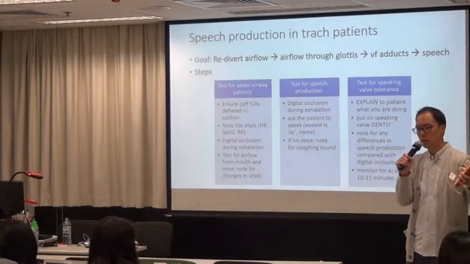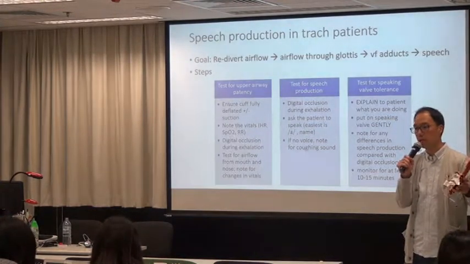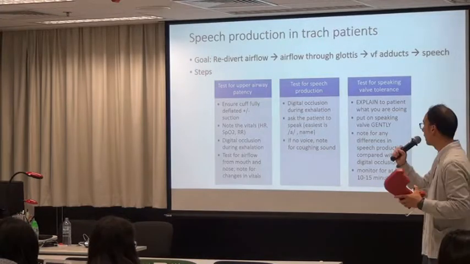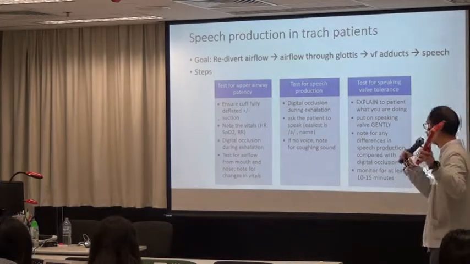Okay, that's the way to test for upper airway patency. Some patients are not able to speak at first, because the patient has probably been bedbound, on tracheostomy for a very, very long time, and this is actually the first time they're getting a taste of speech. Okay, so the second thing is you still occlude the outlet, and then you ask the patient to talk.